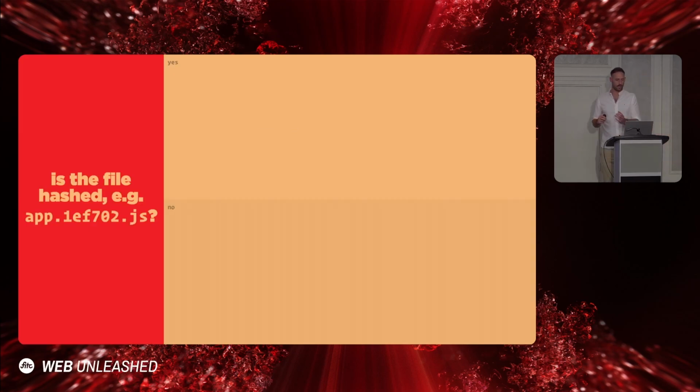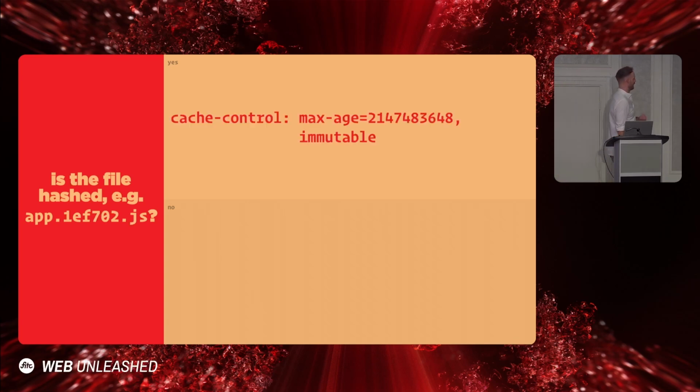Last one, is the file hashed? Yes or no? Most people using modern frameworks, modern build steps, will be spitting out fingerprinted files. If you're using fingerprinted files, you immediately get access to something very powerful, which is called immutable caching. If you are using a fingerprint, you can stick the maximum possible max age, which is 2,147,483,648 seconds. Hands up if anyone recognizes that number.